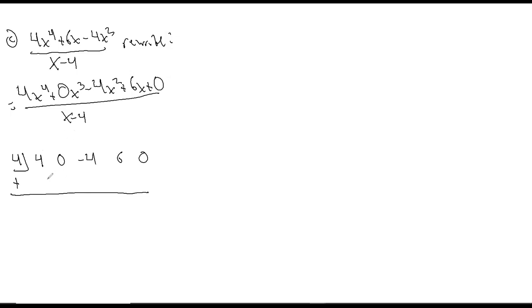All right, so bring down the first one, the work in red. So bring down that first 4. Then multiply, 4 times 4 is 16. Add, 0 plus 16 is 16. Multiply, 16 times 4 is 64. Add, negative 4 plus 64 is 60. Multiply, 60 times 4 is 240. Add, 6 and 240 is 246. Multiply, 246 and 4 is 984. Add, 0 and 984 gives you 984.